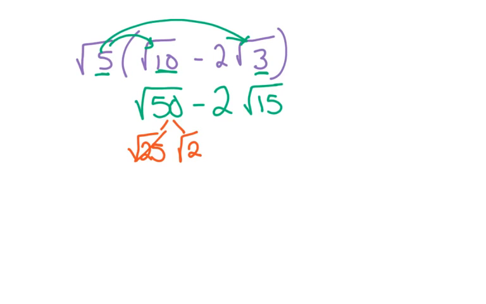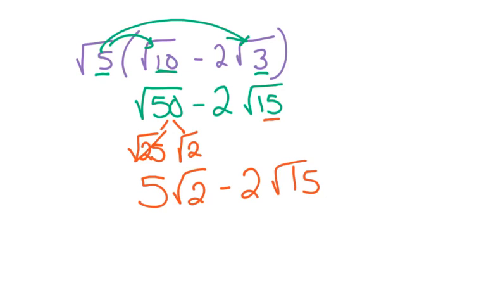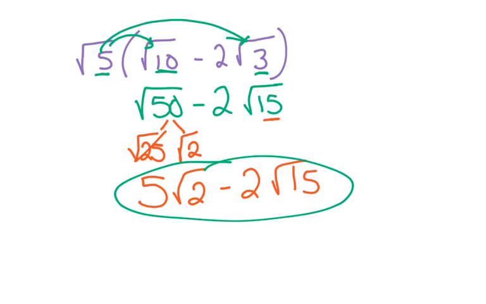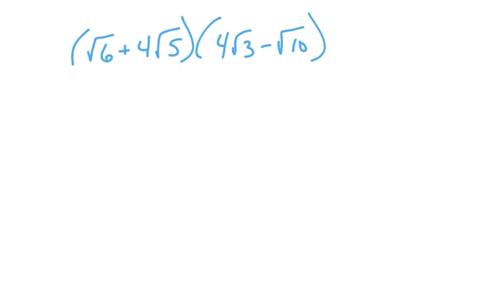So radical 50 breaks down to 5 radical 2, minus 2 radical 15. Radical 15 will not break down anymore. So here's your answer for an example like that. Now, remember, you can use the box method or FOIL method when you're doing this. Don't panic, just take your time.